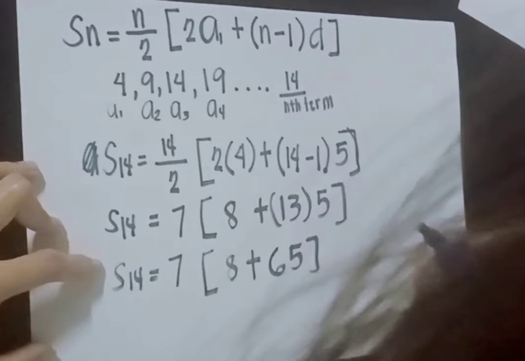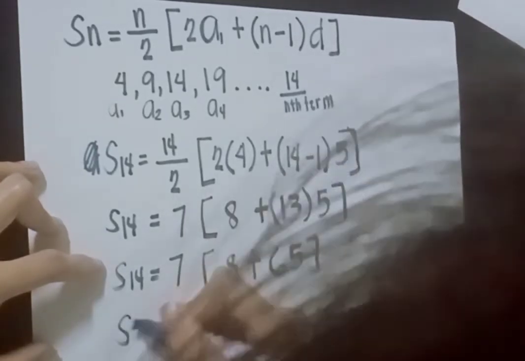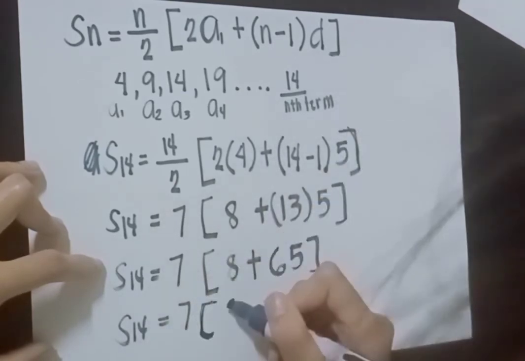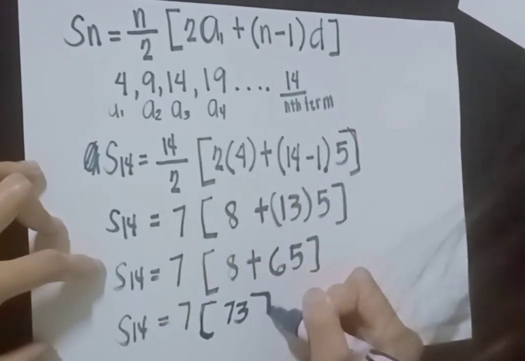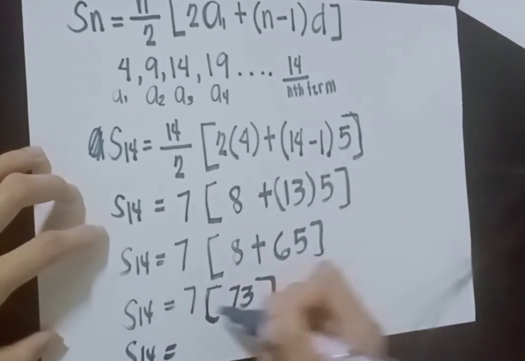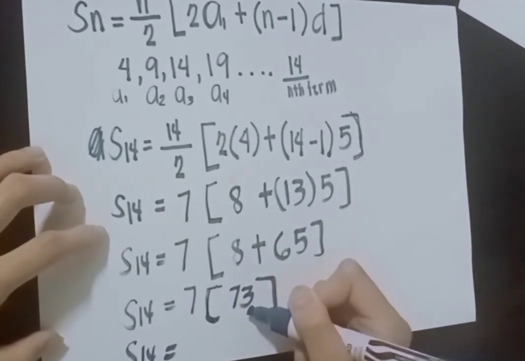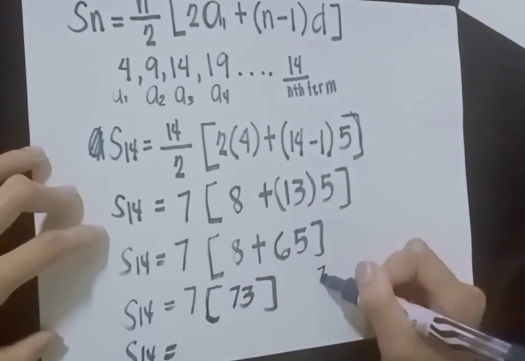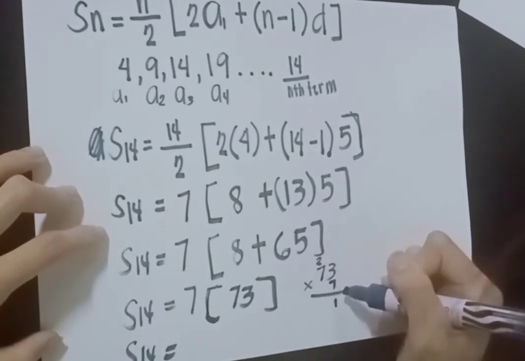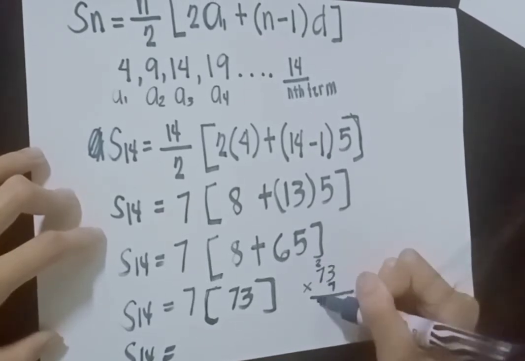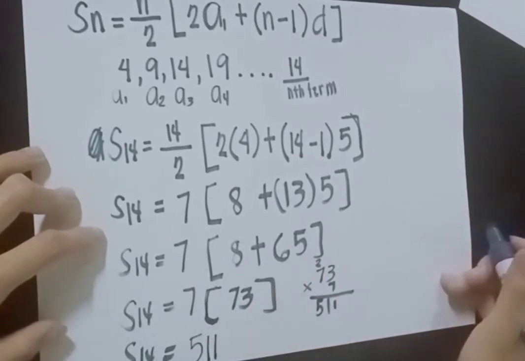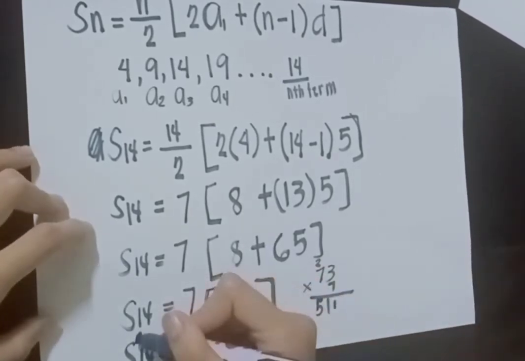Next, let's add these two numbers. So S14 equals 7 times 8 plus 65, which is 73. Next we multiply the remaining numbers. So 7 times 73 is 511. So the sum of the first 14 terms is 511.